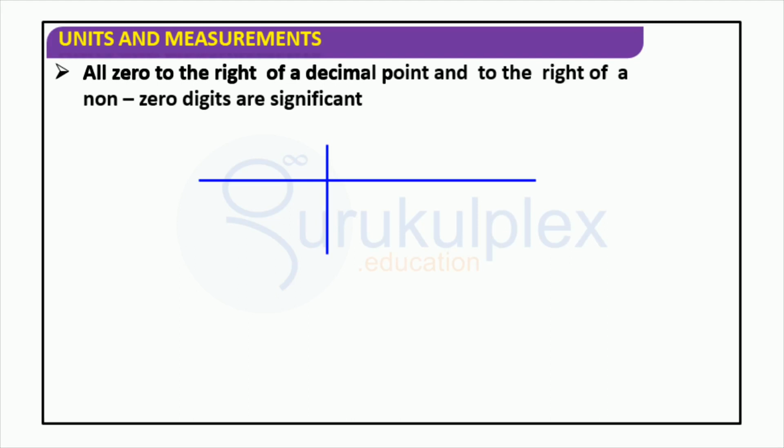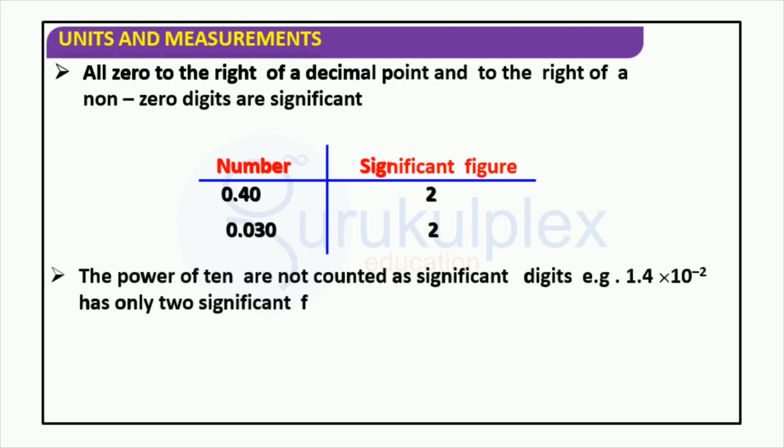Powers of 10 are not considered as significant digits. For example, 1.4 x 10 to the 2 has only 2 significant figures, 1 and 4. All zeros to the right of a decimal point and to the right of a non-zero digit are significant.